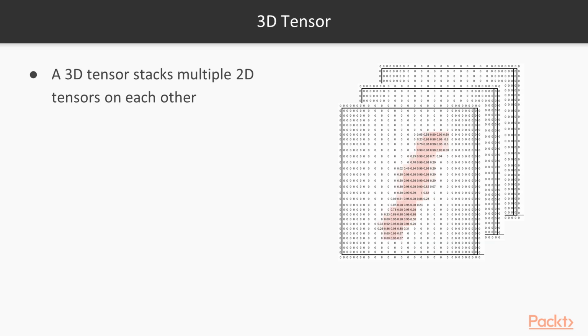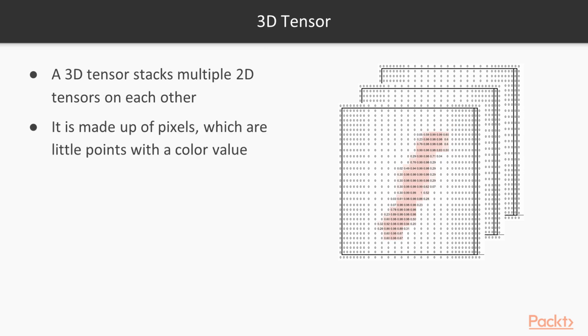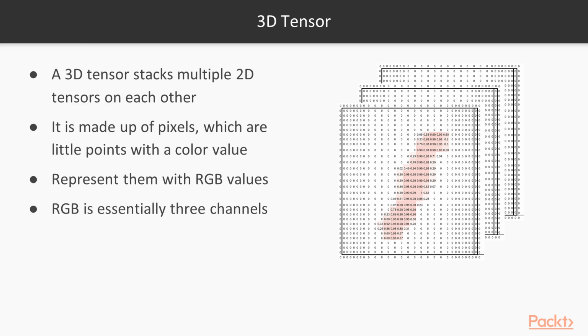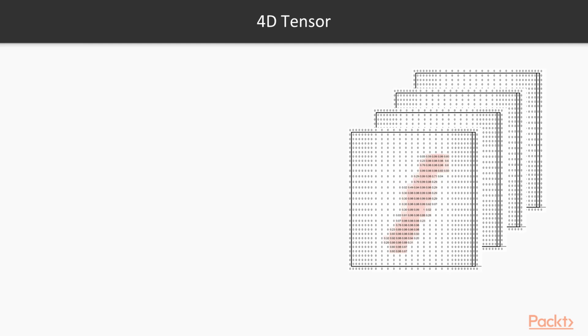A 3D tensor is a stack of multiple 2D tensors on each other. If you take a close look at an image, it's made up of pixels, which are little points. These points normally have a color value. One way of representing those values is with 3 numbers called RGB values. RGB is essentially 3 channels. The same image has a red value, green value, and blue value. Same info, but distributed in 3 channels. If you need to pass a batch of images for processing, you'll make use of a 4D tensor.